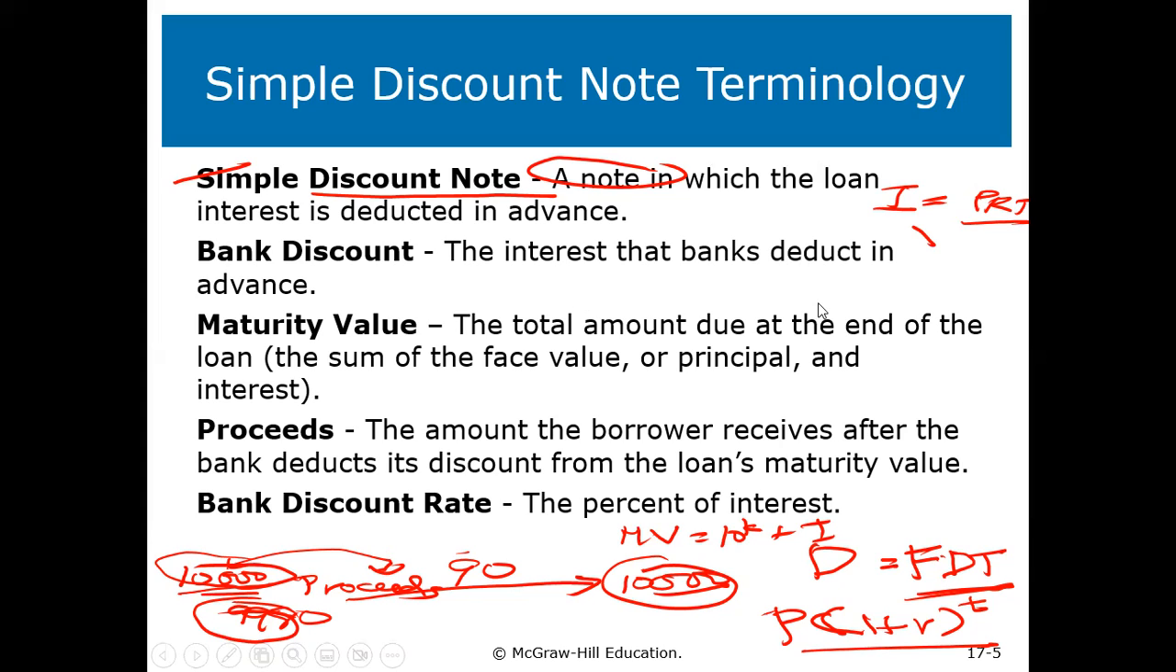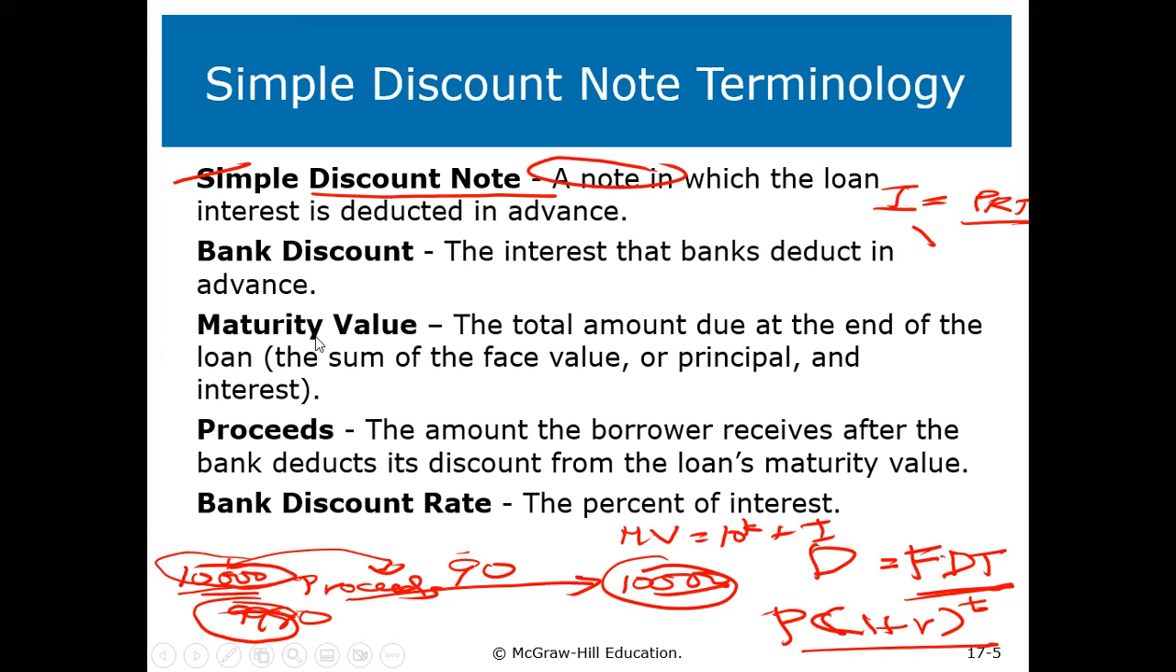Okay, so it's the interest that the lender deducts in advance. So binabawas yun sa face value. Okay, so that what we get is only the proceeds. Okay, then the maturity value.